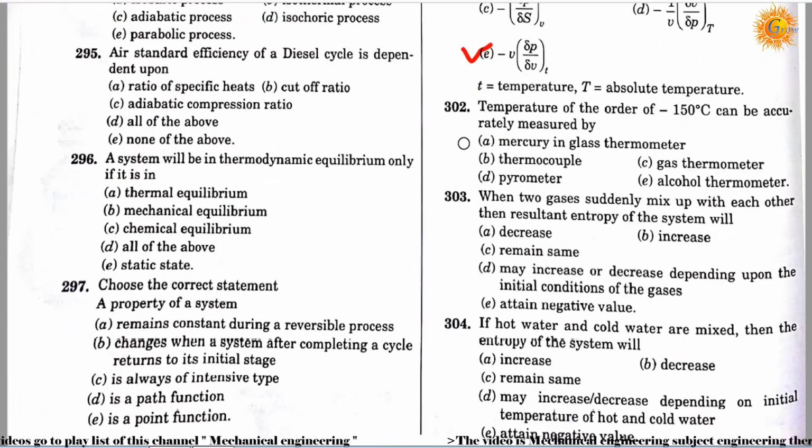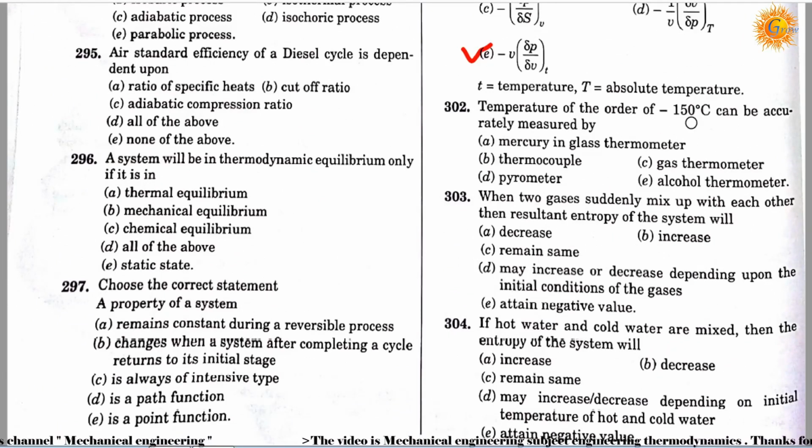Question number 302. Temperature of the order of minus 150 degrees centigrade can be accurately measured by option A, mercury in glass thermometer, option B, thermocouple, option C, gas thermometer, option D, a pyrometer, option E, alcohol thermometer. So the correct answer is C, the gas thermometer.